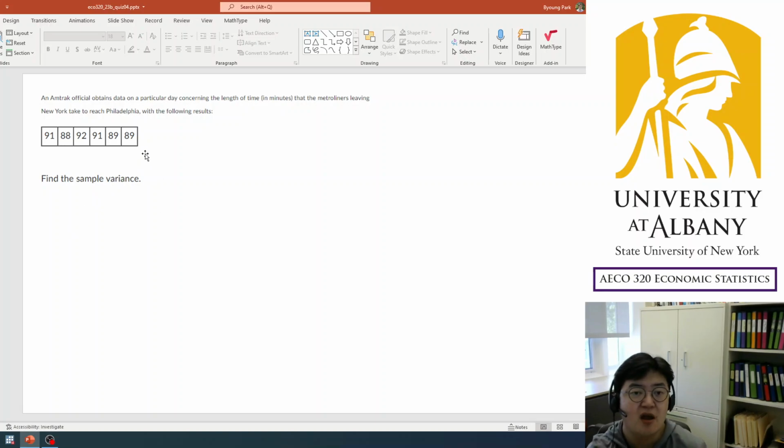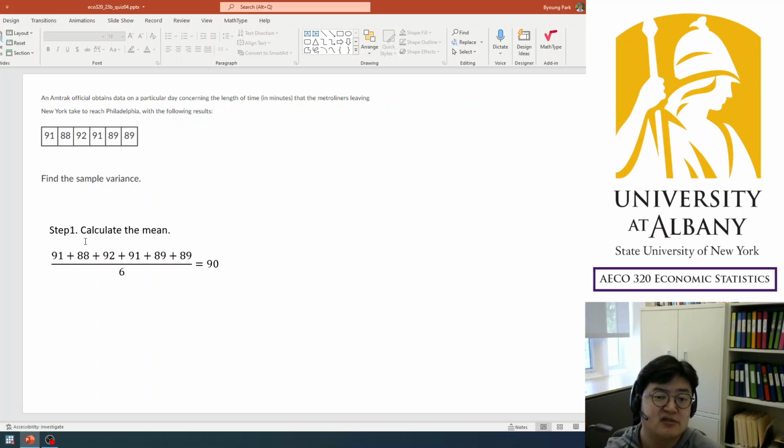Okay, let's see. An Amtrak official obtains data on a particular day concerning the length of time in minutes that the Metroliners leaving New York take to reach Philadelphia with the following results: 91 minutes, 88, 92, 91, 89, 89. So 6 trains, time to arrive at Philadelphia, and variance.